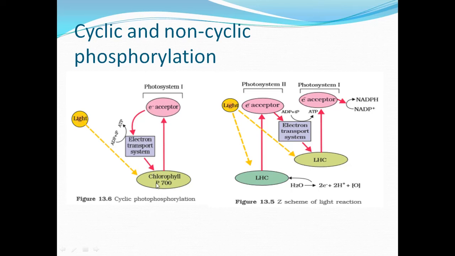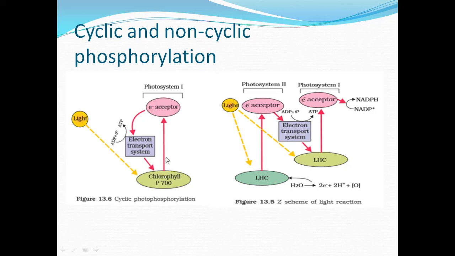So once this chlorophyll P700 molecule, that is the reaction center of photosystem 1, absorbs the sunlight, it gets excited and releases electrons. Now these electrons which are released are accepted by an electron acceptor. Now when this electron acceptor is oxidized, the electrons pass through an electron transport system, and electrons are returned to the reaction center. Now it is called cyclic photophosphorylation.